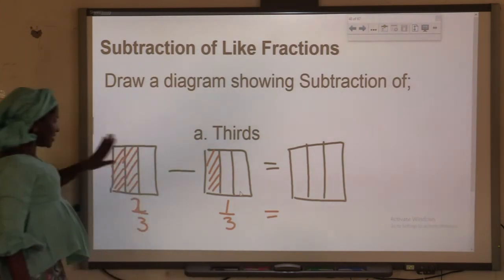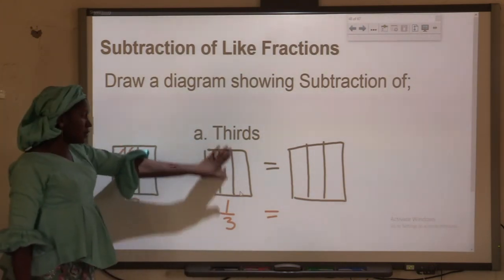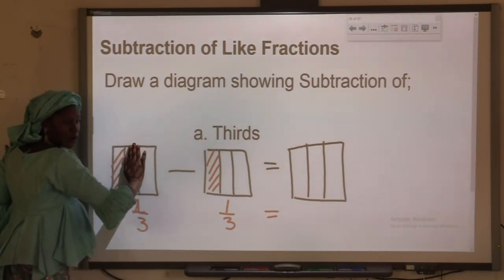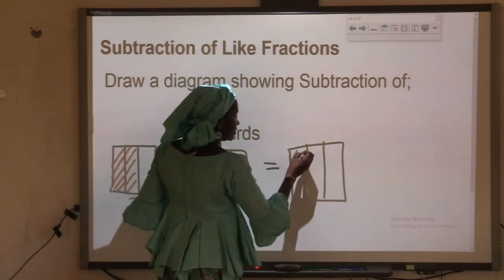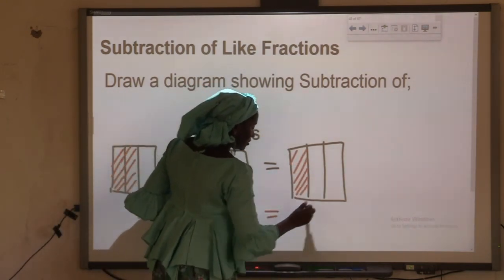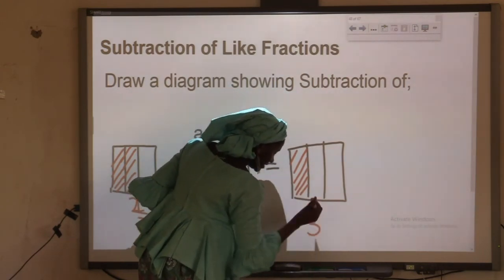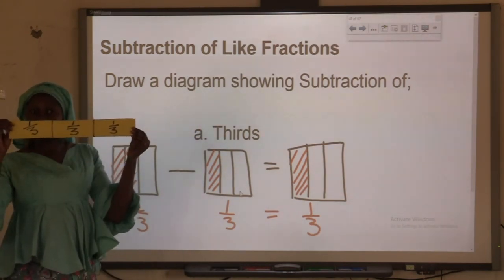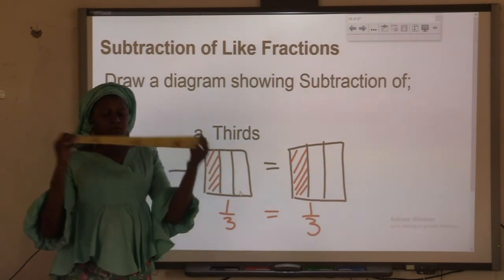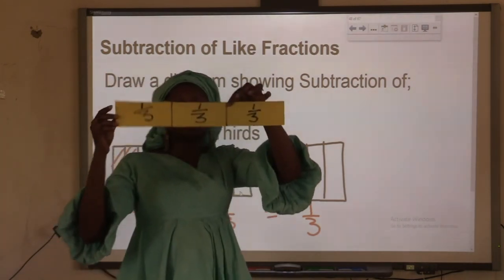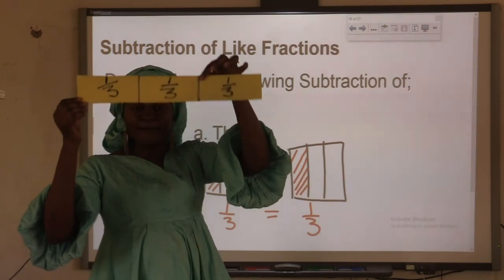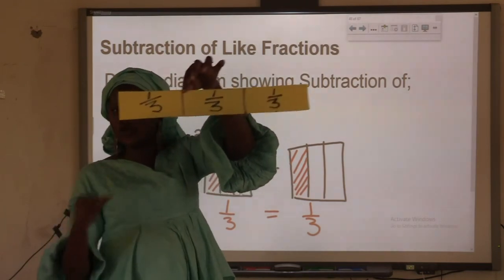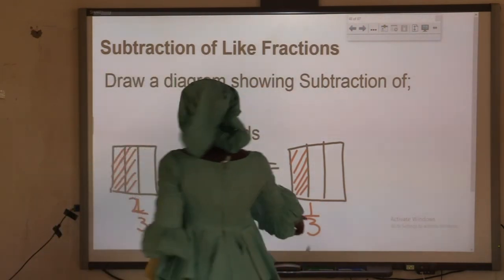It means if I shaded 2 parts here, I subtract 1 portion of it. So it is going to be, what are you seeing? 1 portion of it now. So our answer will be 1/3. This is the chart for the thirds. If you are here, you are at 2/3. 2/3 minus 1/3. If you take 1/3 from 2/3, you are at 1/3. And that is our answer, 1/3.